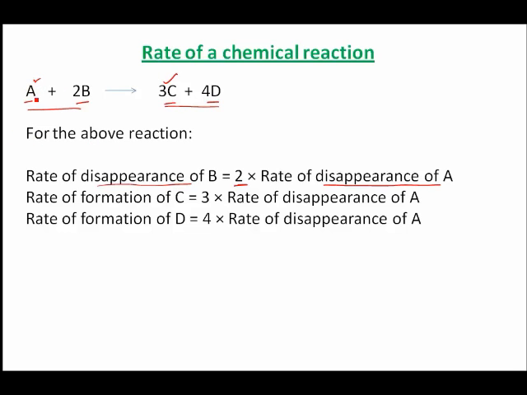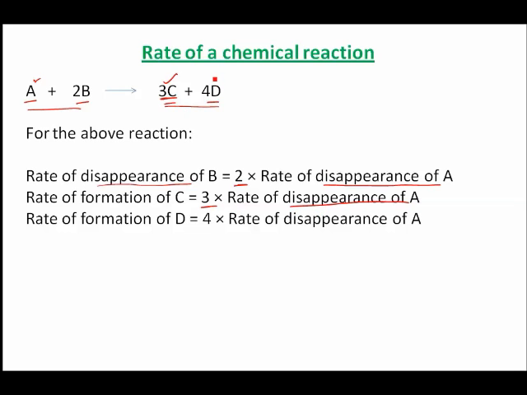The time period in which 1 mole of A is consumed, in the same time you get 3 moles of C. So the rate of formation of C is not equal to the rate of disappearance of A, because in the time taken for 1 mole of A to get converted into product, you get 3 moles of C. So we can say the rate of formation of C is 3 times the rate of disappearance of A, correct?